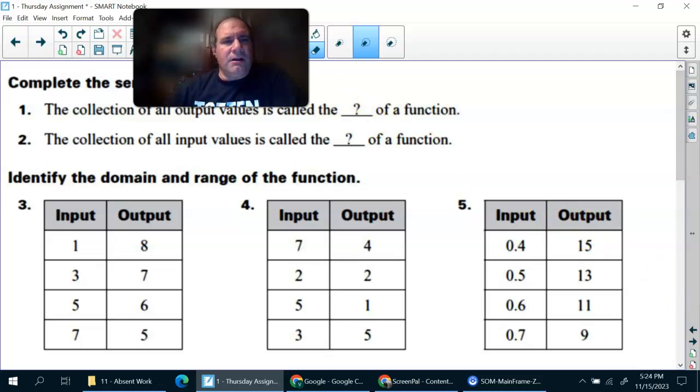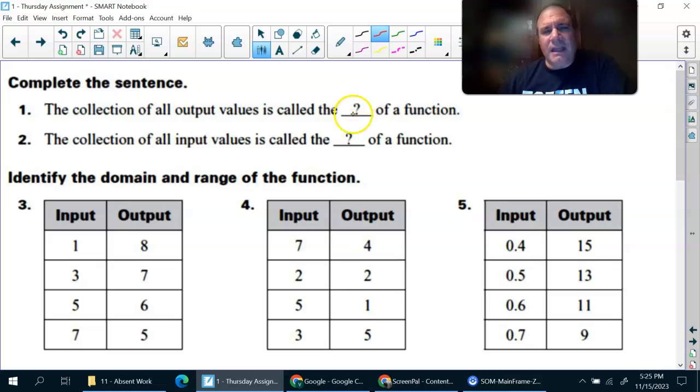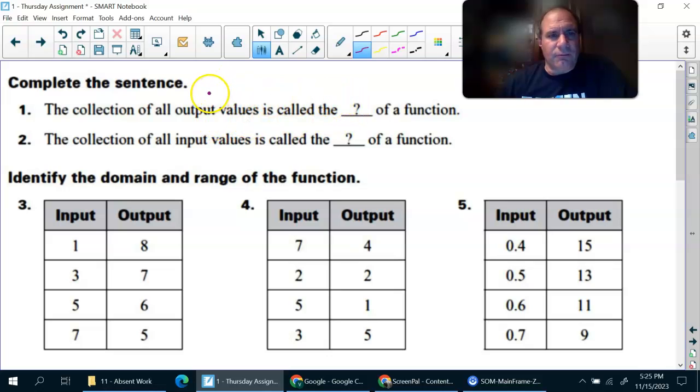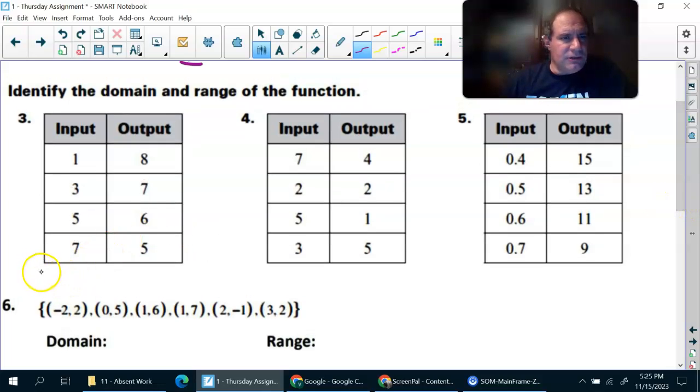All right. So last page here, we got the collection of all output values is called the blank of the function. So what are the output values called? These are the y's. So that is called the range. The input values, x, domain. Identify the domain and range of the function.